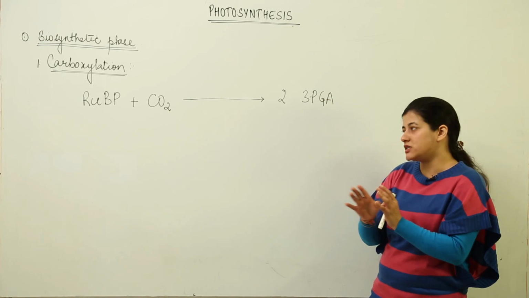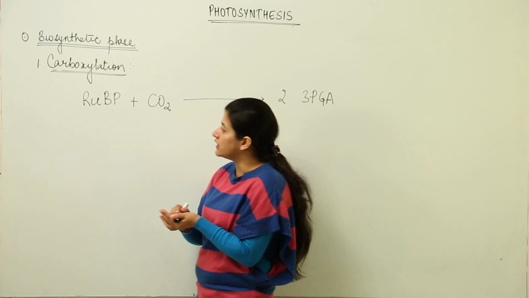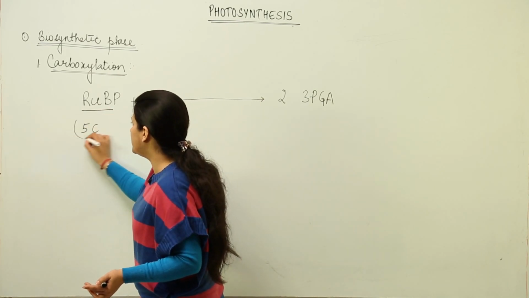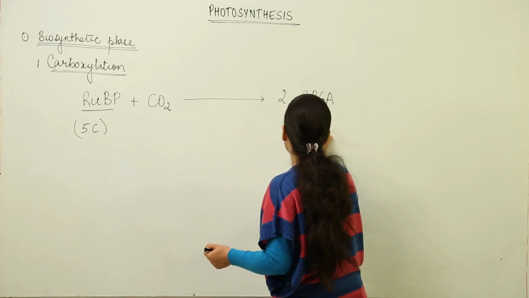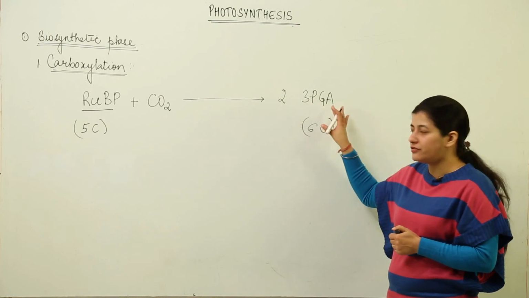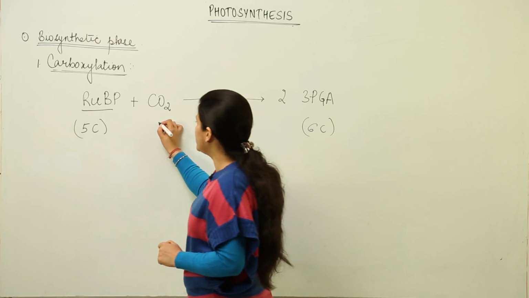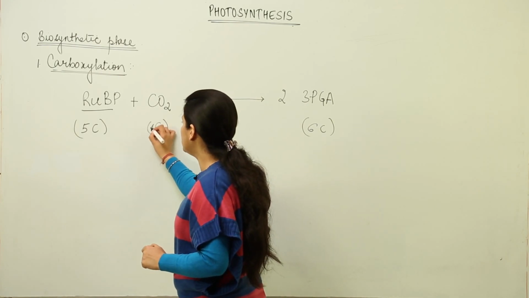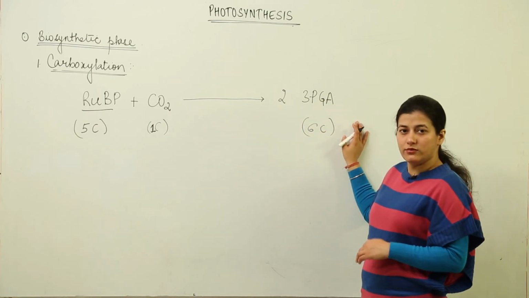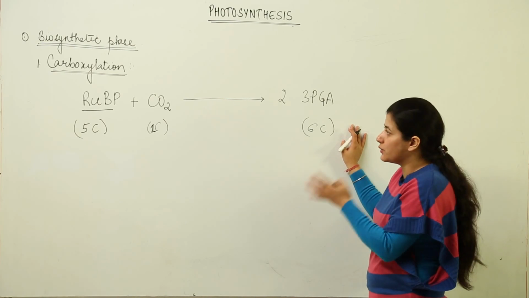So it is quite certain that one carbon dioxide would have combined with a molecule of RuBP which has 5 carbons. Then only we are having 6 carbons in total, and these two molecules are having 3 carbons each. That is how we equate the carbons. This is a 5 carbon compound, this is a single carbon compound as you can see, and we have a 6 carbon total giving two 3 carbon compounds over here.